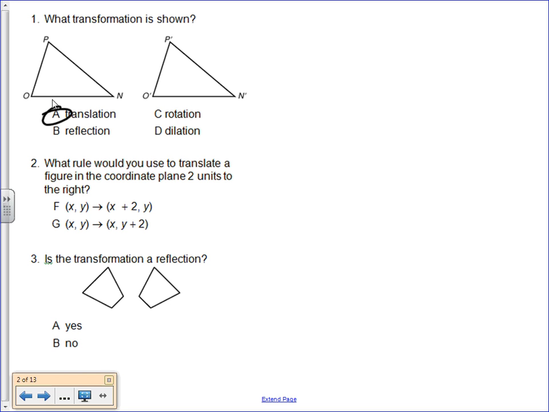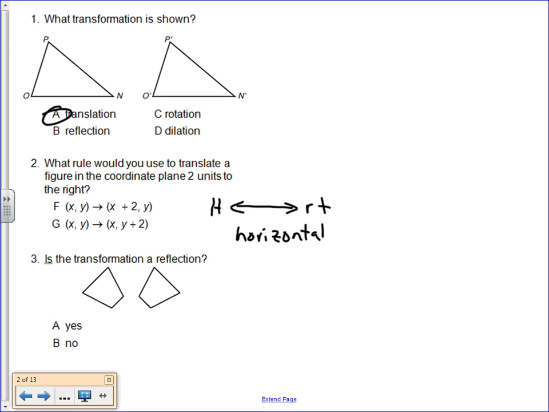All right, B, it says, what rule would you use to translate, to slide a figure in the coordinate plane 2 units to the right? Okay, now, which axis is it, which number is it that's changing that goes right and left? Well, the x-axis. The x-axis is the one that goes right and left. Okay, so this is the x-axis. These are horizontal.